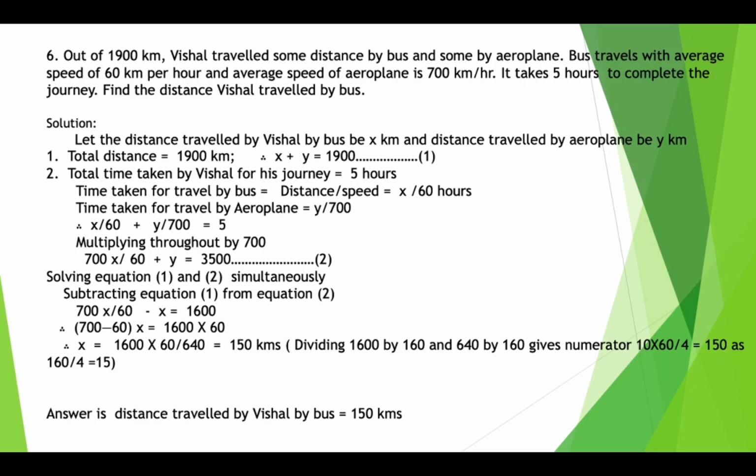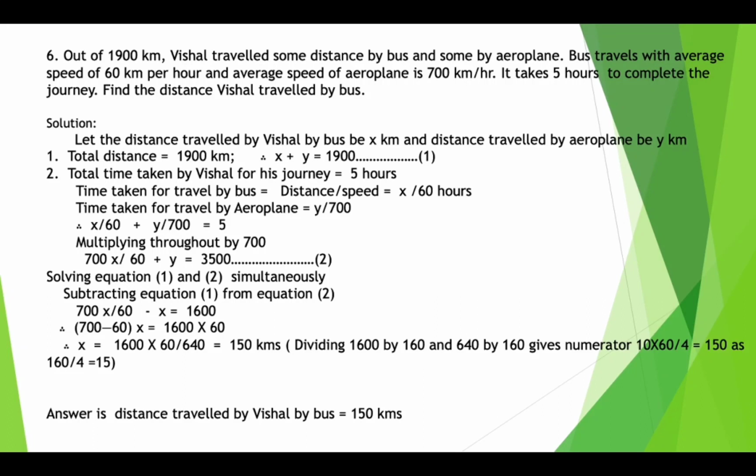So multiplying throughout by 700, you get 700x by 60 plus y is equal to 3500. Second equation. Why we multiplied by 700 is to get y separately so that we can subtract equation 2 from 1. So when we do that, you get 700 into x by 60 minus x is equal to 1600. Taking LCM 60, you get 700 minus 60 times x divided by 60, and taking that 60 to the other side, it becomes 1600 into 60. x is equal to 1600 into 60 by 640.